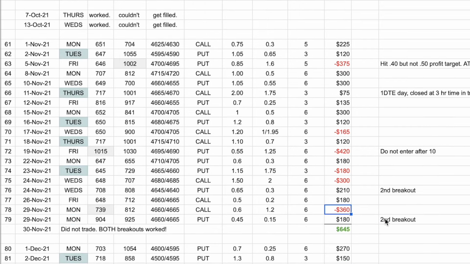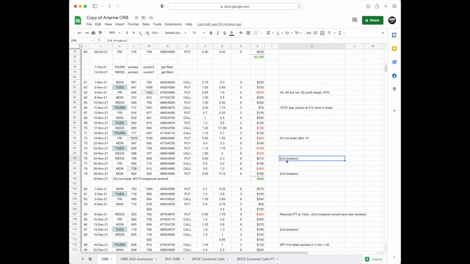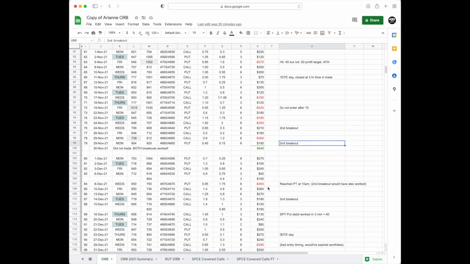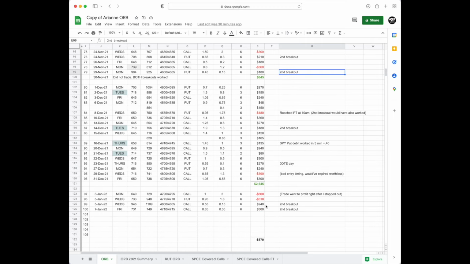And that also brings me to another point I want to make, which is sometimes when I don't win on the first trade, and if it breaks out to the opposite side, then I'll trade that as well. So you can see that my call failed, but then it broke to the downside. Then it broke to the upside, and so I sold a put, and then that trade worked. And I think to date, I've traded the second breakout 6 times, and every single time it's won.